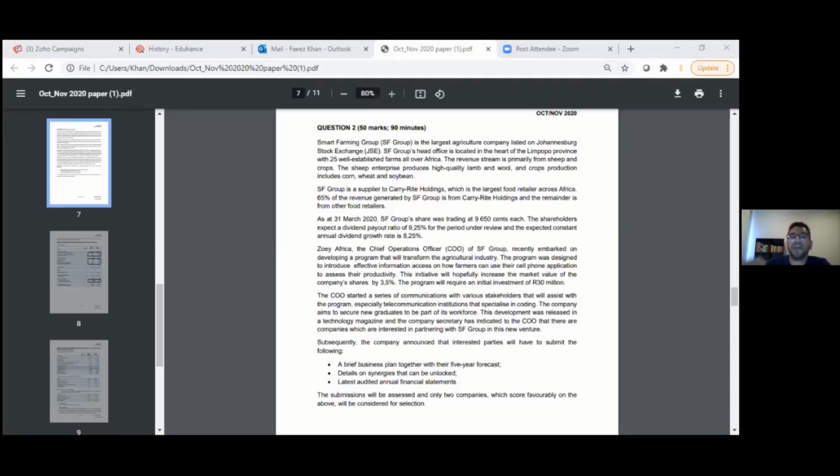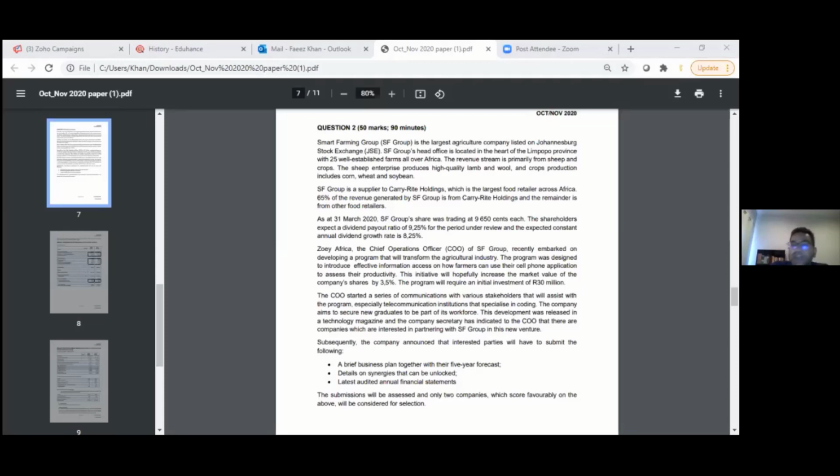And if this SF group can't meet their price demands, they could potentially easily move to another supplier. So just keep that in mind. 65% is quite huge. So if here was a risk management question, you would have to mention that it is too big. If you lose Karyrite, you're losing more than half of your business. And then okay, the rest is to other businesses.